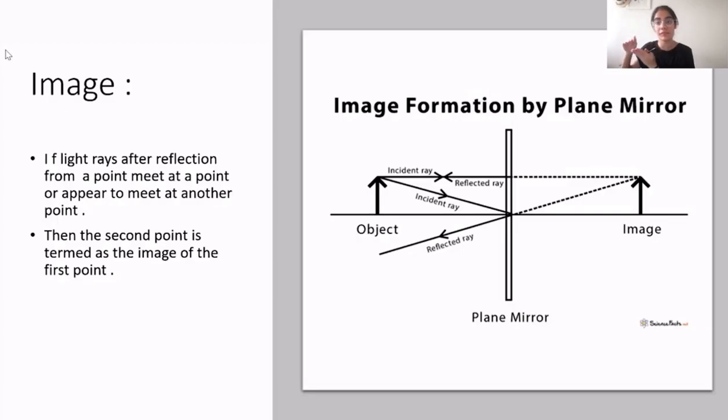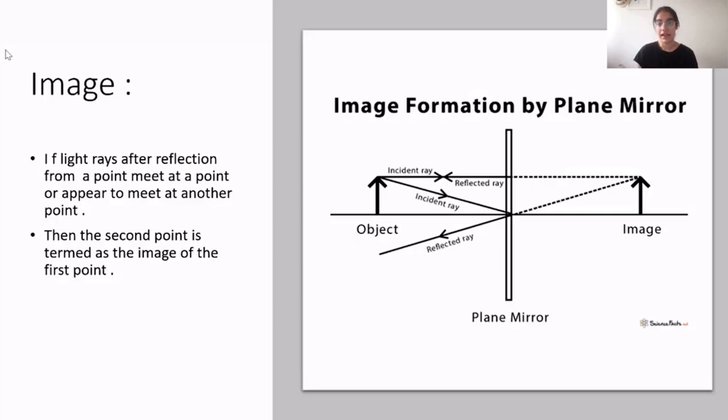We will have to extend them in the virtual direction, in the opposite direction, and make them meet at a certain point, and hence we use the term "appear to meet at a point" or "actually meeting at a point". So if the rays of light after reflection from a point meet at a second point, or appear to meet at a second point, this second point will act as the image of the first point. Whatever formation takes place at the second point, the technical term we give to it is image.